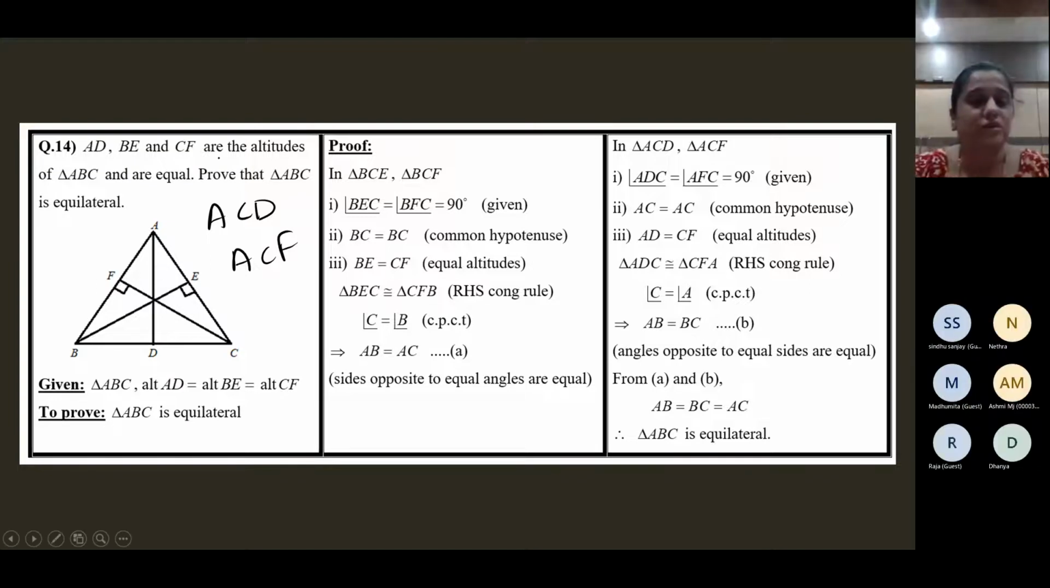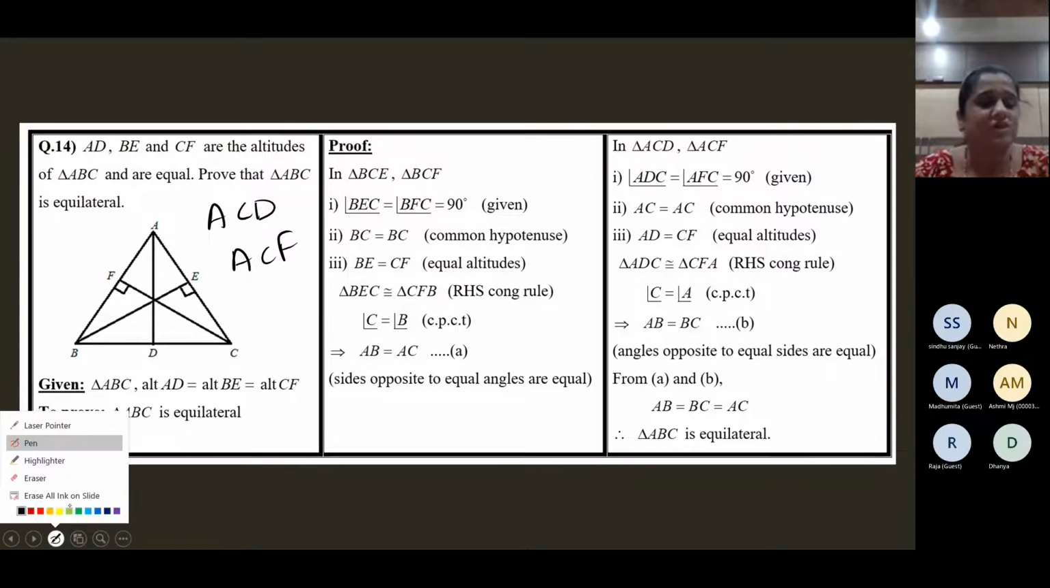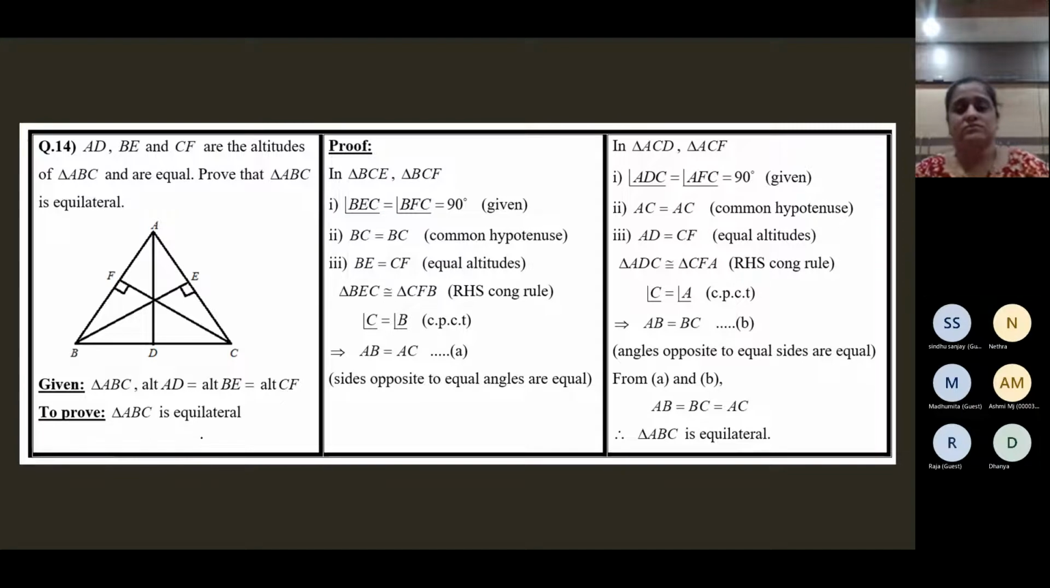Yeah, children. So with respect to the side AC, we have ACF and ACD. Do you understand the choice of the triangles? Yes, ma'am. And you should not take up the triangle ABC. Remember that also. You should not take up ABC.